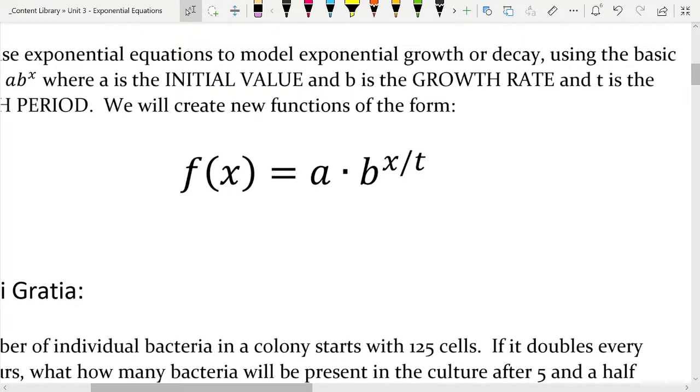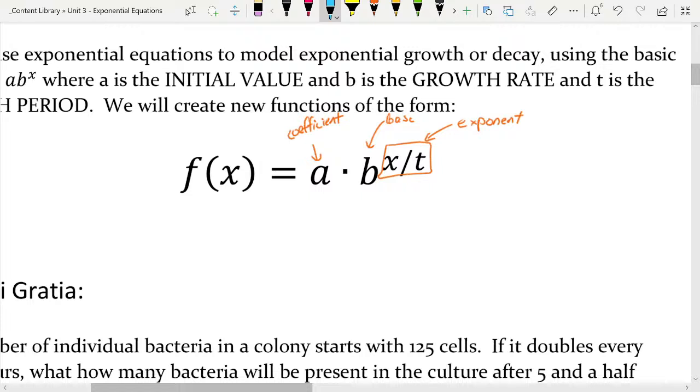Here's the idea. I want to define this in two terms. We would call a the coefficient. In terms of expressing this as a power, we would call a the coefficient, we would call b the base, and then we would call this whole thing here, x over t, the exponent. So that's one way to look at this, but I want to present it to you a different way.